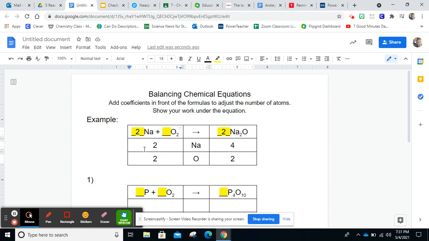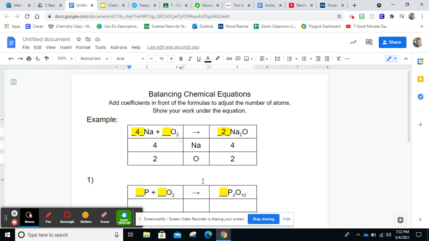What if we change this number to a 4? Now we have 4 sodium on the left, and we have 2 times 2, which is 4 on the right. We have 2 oxygen on the left, and we have 2 oxygen on the right. So now the equation is balanced.